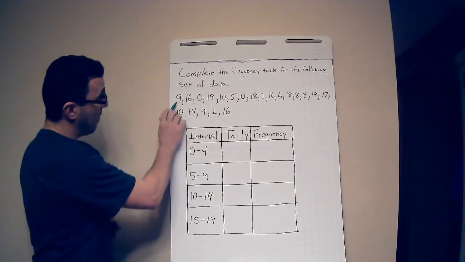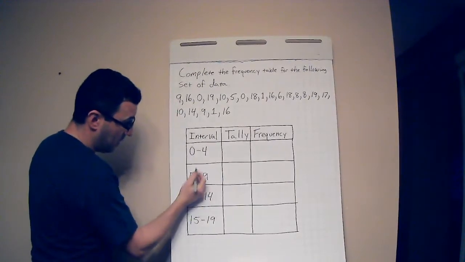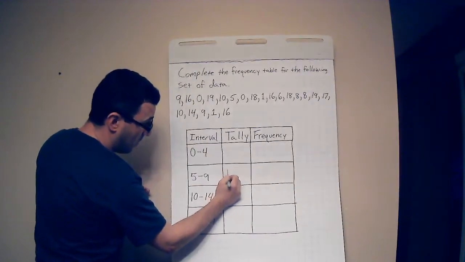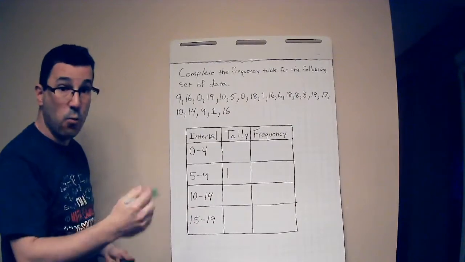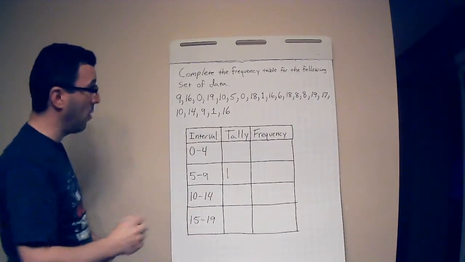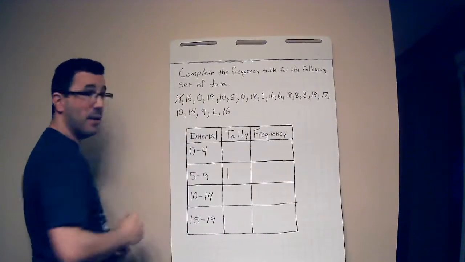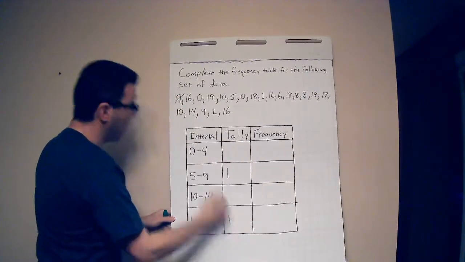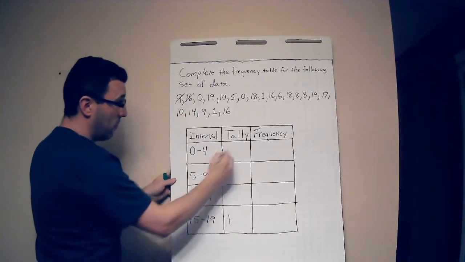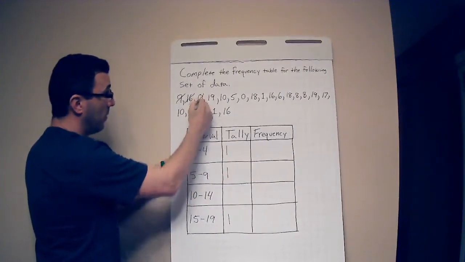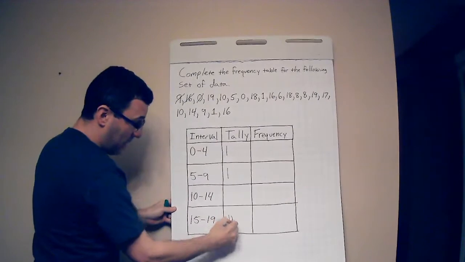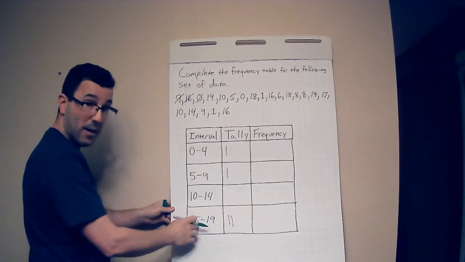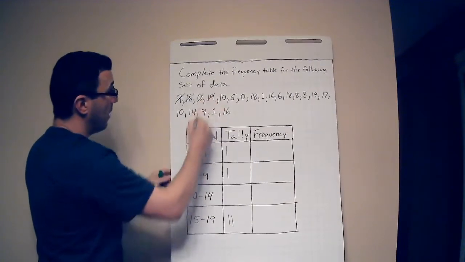So the first number we have is a 9. I see it's in 5 to 9, so I'm going to put a tally mark. It looks like a 1, but it's just a little line to mark off that I did the 9. The next one is 16. Okay, so that goes down here. 0. 19. So now you see I've got 2 lines, so that's telling me there's 2 things that fit in this category. Okay, mark that off.